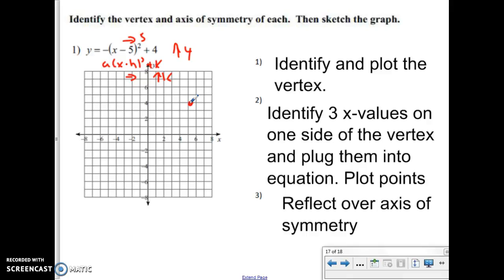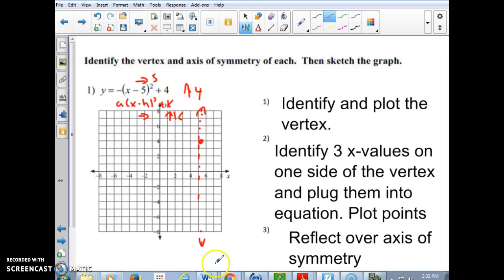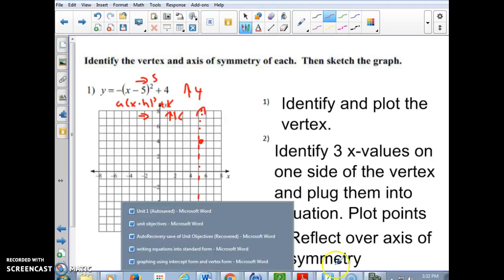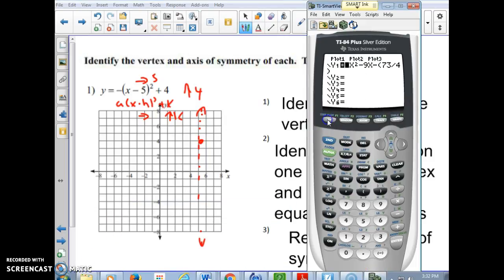The next thing I want to do is identify 3 x values on one side of the vertex and plug them into the equation, because I know that I have an axis of symmetry right here. So what I'm going to do, guys, is look at my calculator and plot the equation into my calculator. I'm going to do negative, and then x minus 5 squared plus 4. And I'm going to use this calculator to help me find points on my graph, knowing that I can use my table function. I can press second and graph to get a table of values.